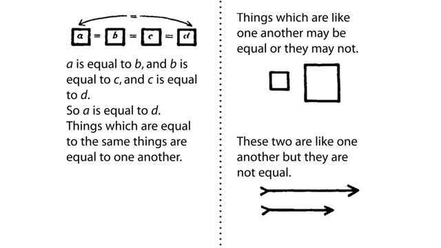A is equal to B, and B is equal to C, and C is equal to D. So A is equal to D. Things which are equal to the same things are equal to one another. Things which are not like one another may be equal or they may not. These two are like one another, but they are not equal.